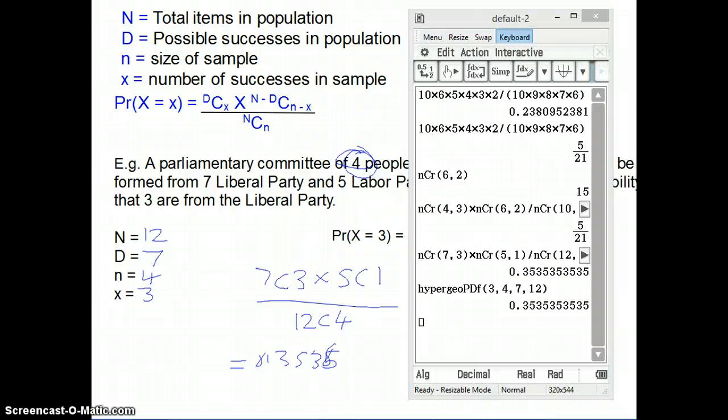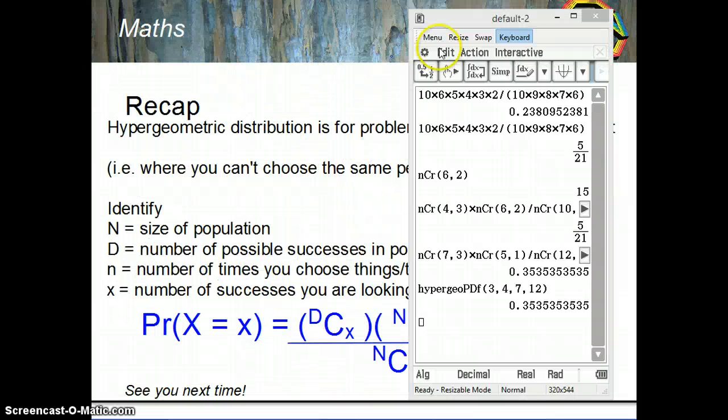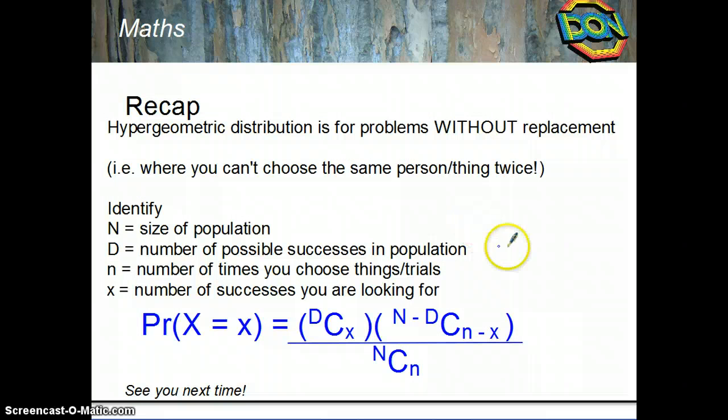Okay. So last thing here. Hypergeometric is for problems without replacement, so you can't choose the same person or thing twice. Identify N, D, n and x, and this is the formula. Okay, that's it.